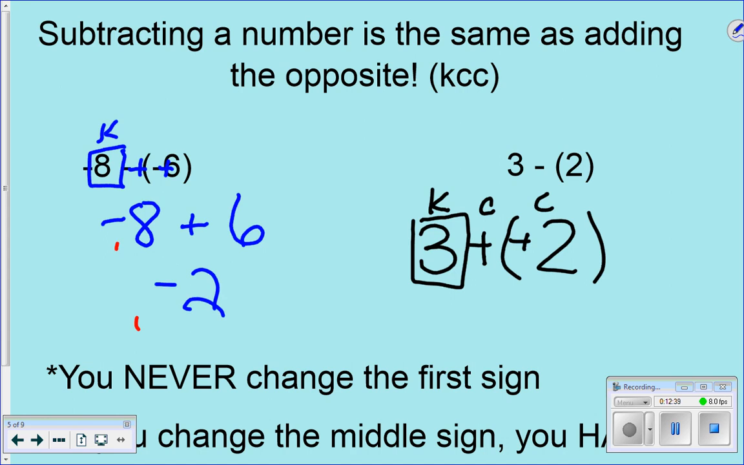Could we have done that with tiles? Yeah, but you know what? It would have taken a while because there's pretty big numbers. 8 and 6 are pretty big to have to move your tiles around.